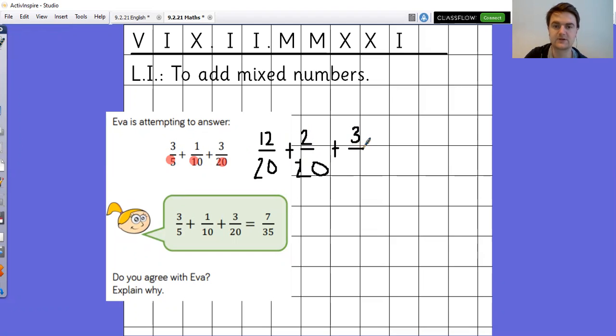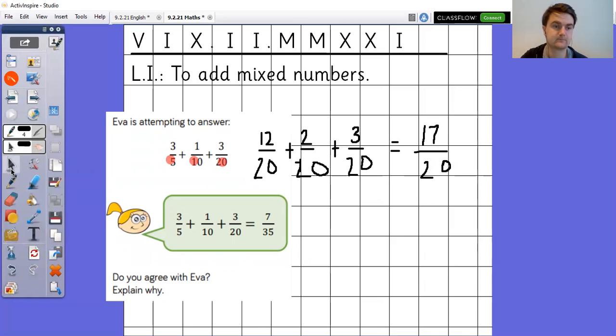Now that all three fractions have got the same denominator, all we need to do is add them together. 12 plus 2 is 14, plus another 3 is 17. So our answer should be 17/20. And hopefully we can see where Ava went wrong there.